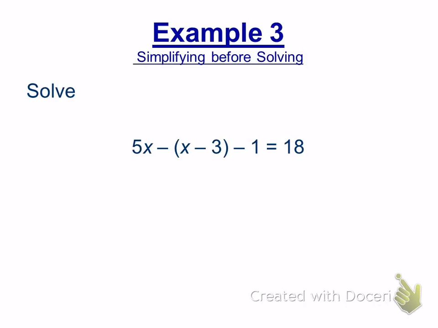Y'all listen. Can you stop talking? So we do have some disagreement here. Where's the place where you're most likely to make a mistake in this problem? It's the negative in front of it. The negative in front of the parentheses has to distribute to the parentheses. So that negative sign is going to distribute to the x and to the negative 3. So to get rid of the parentheses, you have to distribute the negative. That's going to be minus x plus 3 minus 1 equals 18.